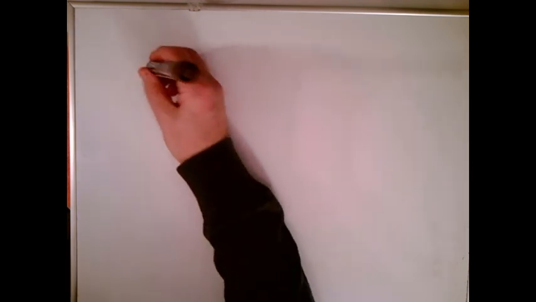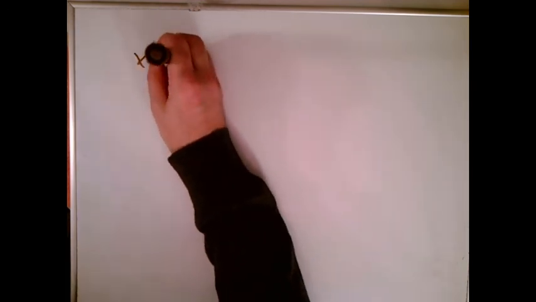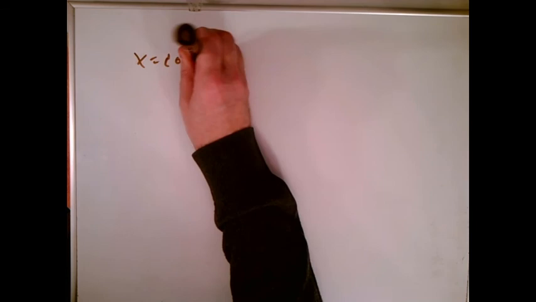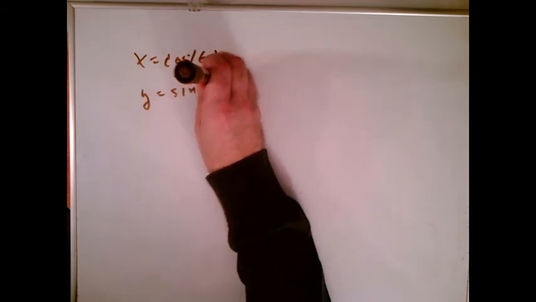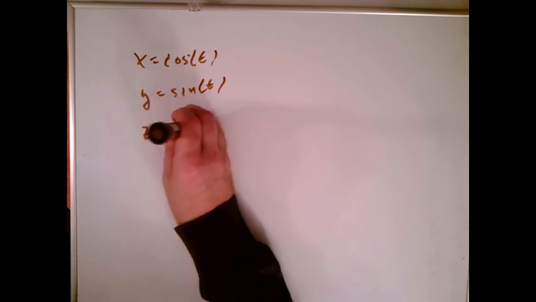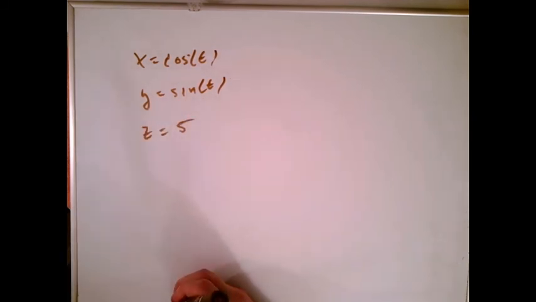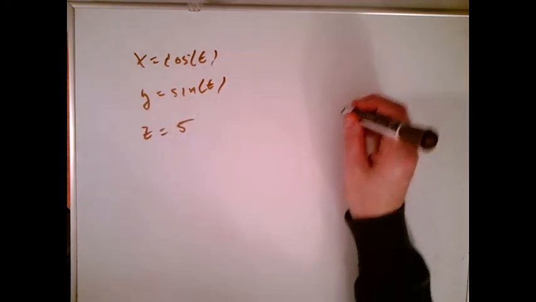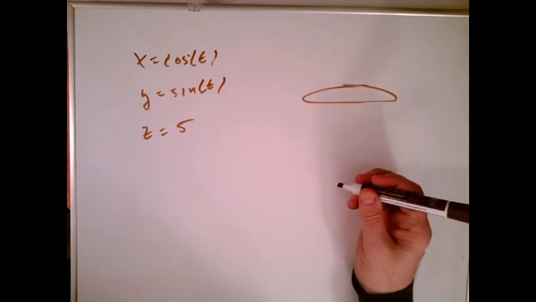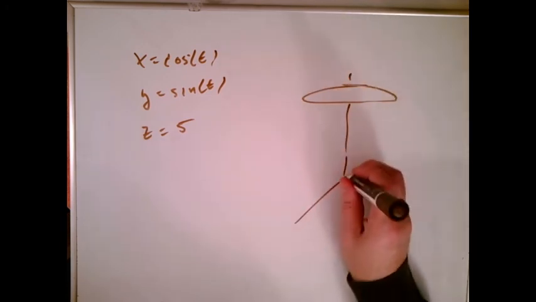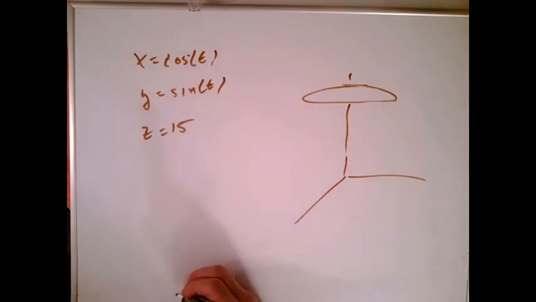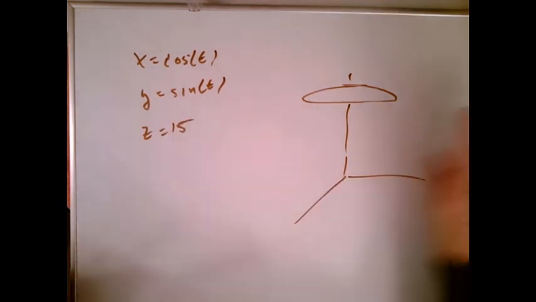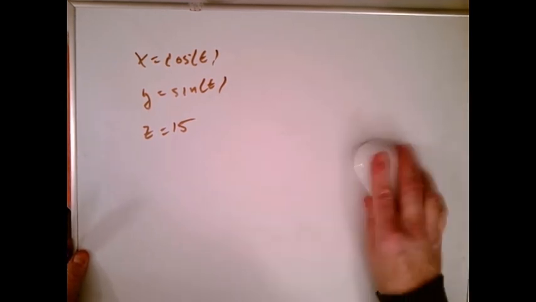Finally, if I write down x equals cosine t, y equals sine t, and I add something like z equals 5, right? What do I have? Well, I have a unit circle that's simply 5 units up, where the plane looks like this. That's great. If I make z equals 15, it just moves it up 15 units. Not a big deal. That's not new. We just talked about that.